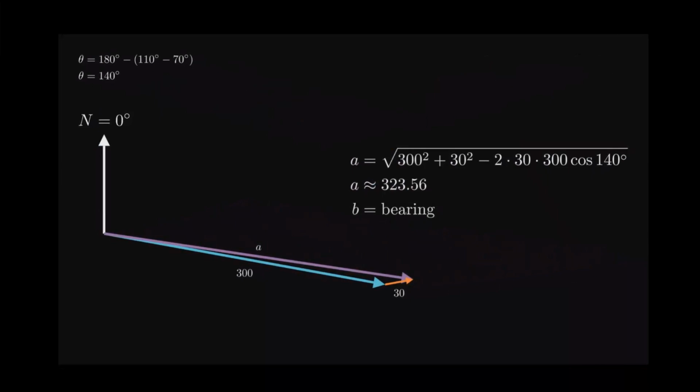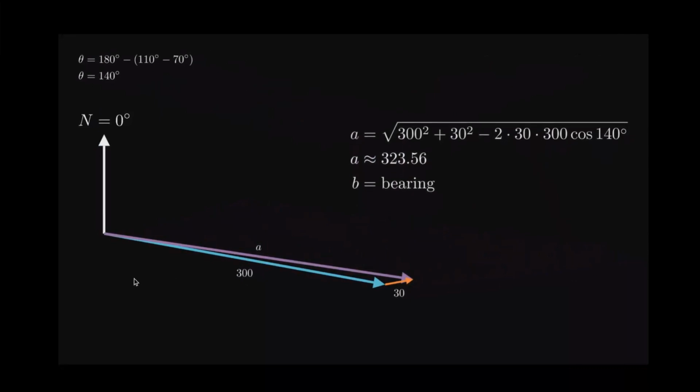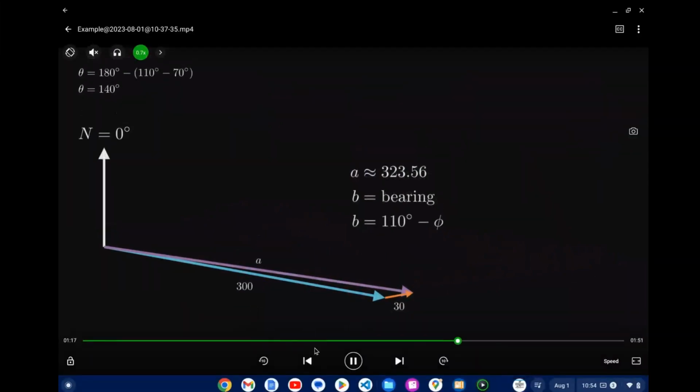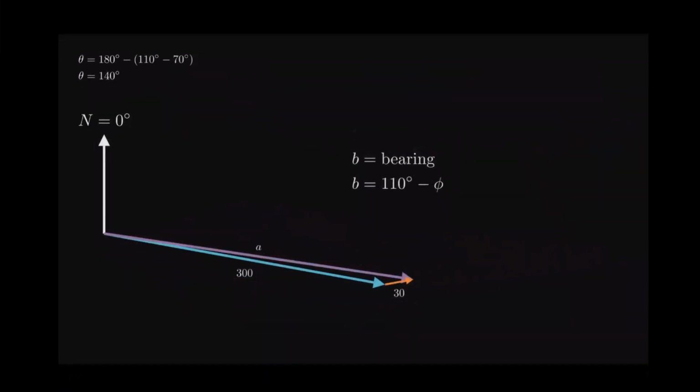Now we want the bearing of the purple vector, and so that's going to be 110 minus the small angle, which I'm calling phi, which is the angle between the purple and the blue vector. So it's 110 minus that small angle, and we can calculate the small angle using the sine rule. We have all the information we need to get the sine rule. So actually pause it and try to do that now. This is what you get for phi.